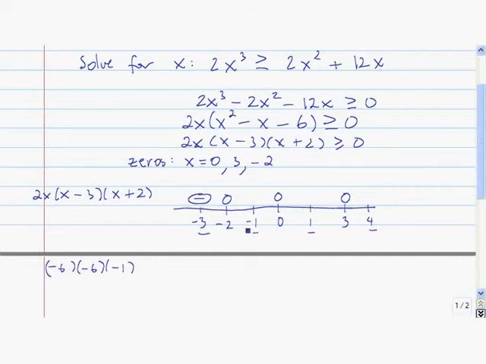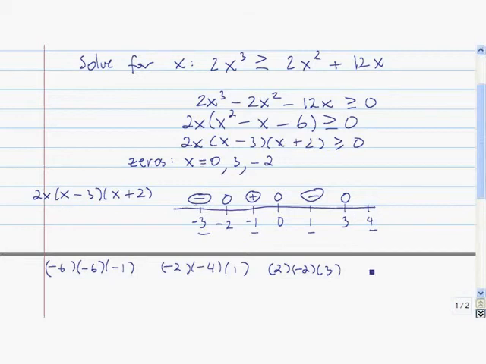Next we take negative 1. 2 times negative 1 is negative 2. Negative 1 minus 3 is negative 4. Negative 1 plus 2 is positive 1. So we have a negative times a negative times a positive, and the net is a positive number. Next we plug in 1. 2 times 1 is 2. So 1 minus 3 is negative 2. And 1 plus 2 is 3. So we have 2 times negative 2 times 3. That's a negative number. And finally we use 4.